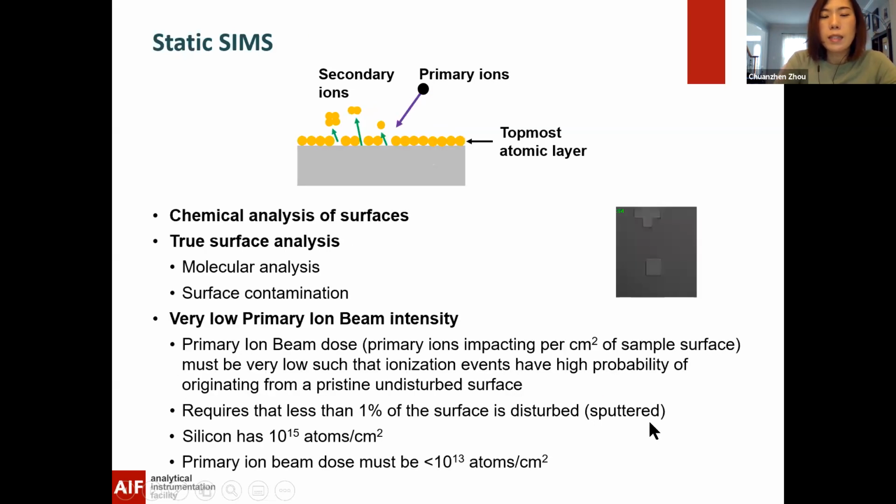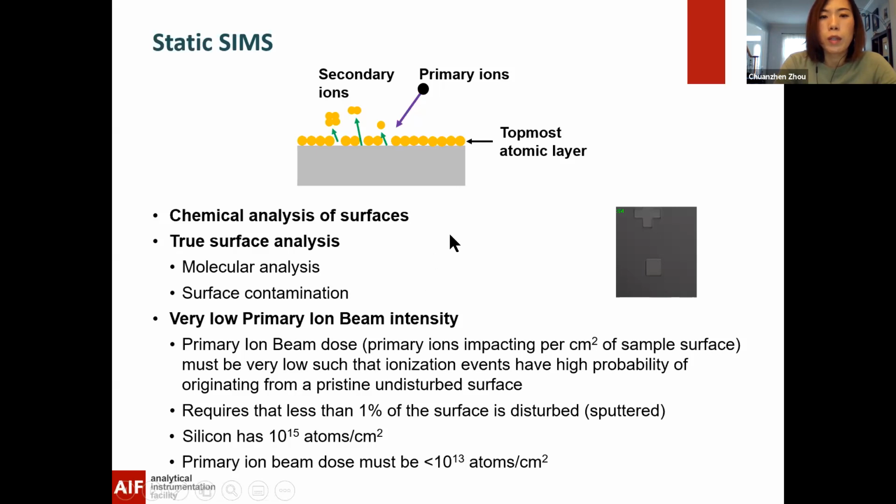In static SIMS, on the other hand, the primary ion beam current is very, very low compared to dynamic SIMS. In this mode it is in the picoamp range, so it's at least 1,000 times smaller ion current, ion flux. In this mode, you can do molecular analysis. You can look at surface contaminations, like the surface compositions.